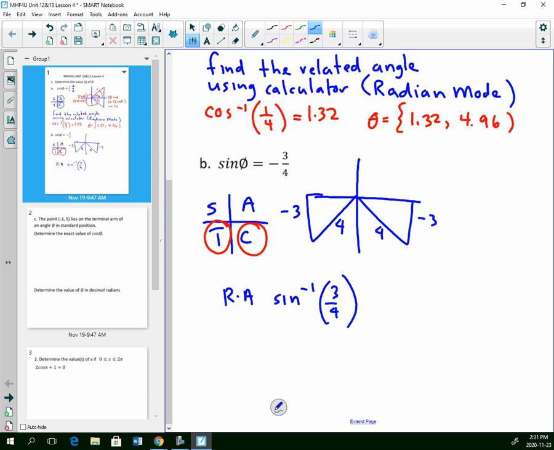Okay, so I'm just going to do shift sine of 3/4, which is 0.85. So that means my related angle is 0.85. So this angle here is 0.85 decimal radians, and so is this angle. If I did shift sine of -3/4, so let's just see the difference.